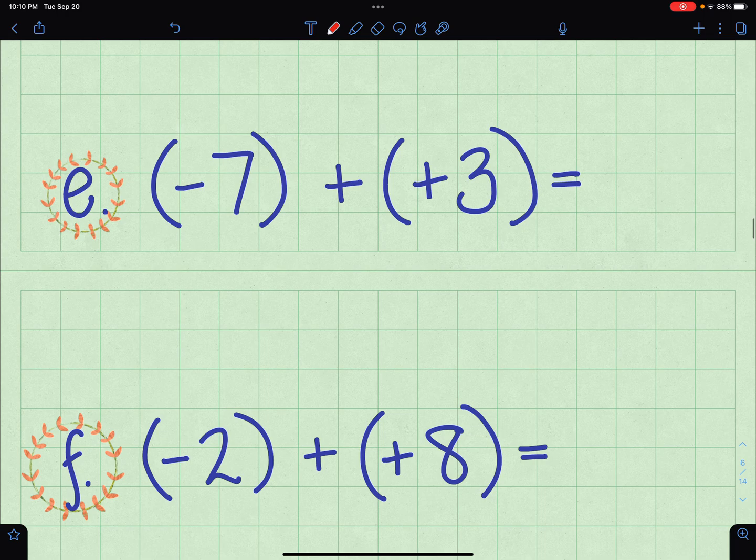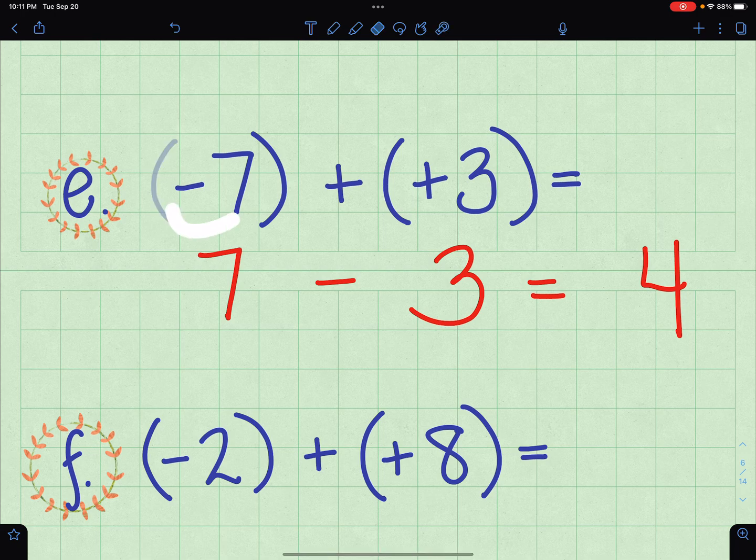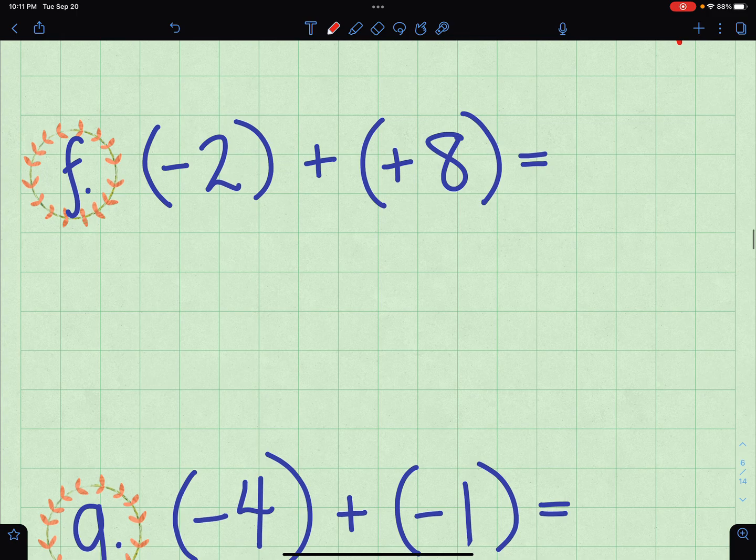All right, let's do E. E, ooh, look at this. Check it out. We've got opposite signs here. With opposite signs, we're going to be using rule number 2. Step 1 is to take the absolute value of these numbers. The absolute value of -7 is 7. The absolute value of +3 is 3. Do we take the sum or the difference? This is rule number 2. We're going to take the difference. What's 7 minus 3? It is 4. What sign does the answer get? It gets the sign of the bigger number. So it's going to be a negative. Man, we are cruising and we are getting this.